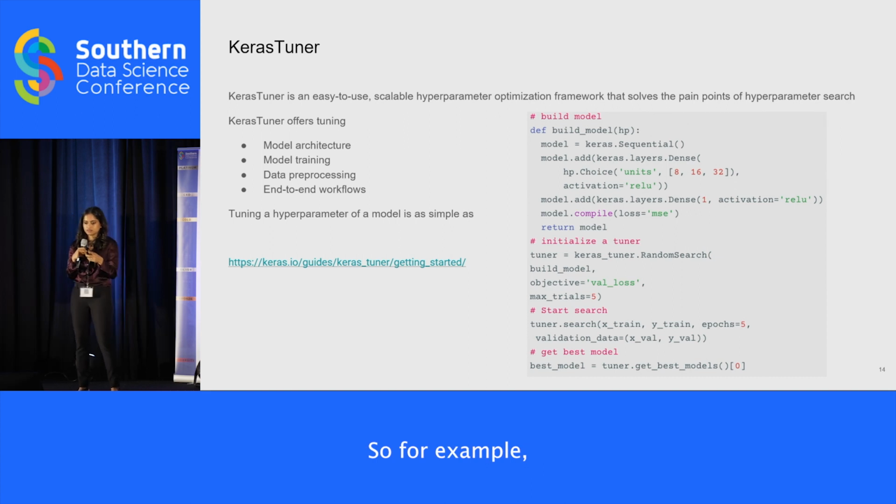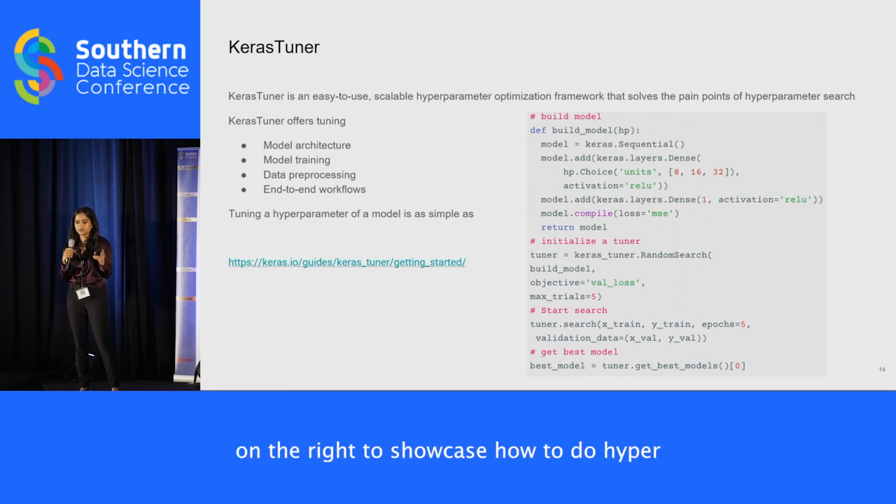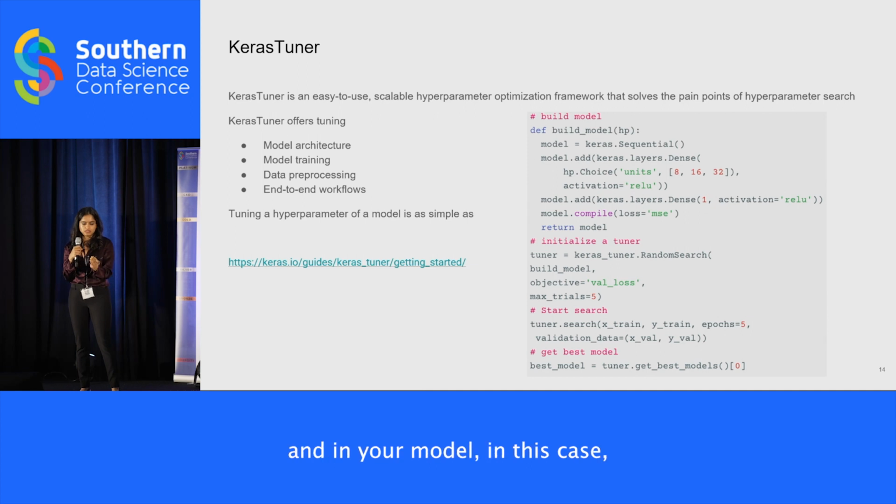So, for example, I have an example here on the right to showcase how to do hyperparameter tuning for model architecture. In this build model function, you can see that we're trying to tune how many nodes to use in a dense layer. You do that by passing the hyperparameter object to this model function, and using that, you specify what you want to tune in your model. In this case, I'm using hp.Choice of 8, 16, 32. So basically, you're trying to tune this model. You don't know how many units work best. You're just trying to choose one among these three. You just set that in.